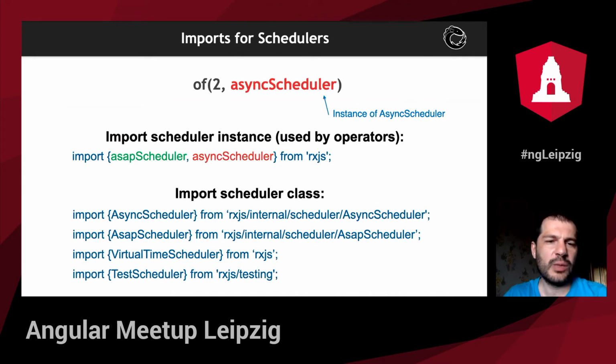One more thing I wanted to draw your attention to. RxJS provides scheduler classes, but also you can get existing instances of scheduler classes, which are used by RxJS. Getting these instances will help us to change scheduler behavior for testing purposes. The rule of thumb here is if it is a class, its name starts with a capital letter. If it is an instance, then its name starts with a small letter. You can see examples of the imports on the screen.